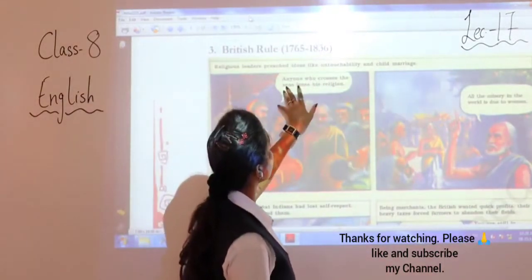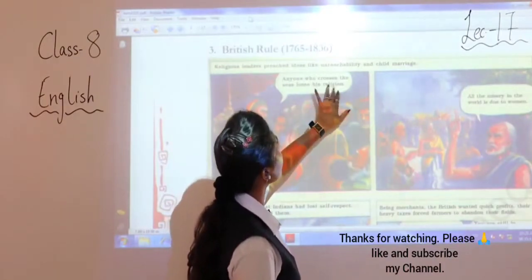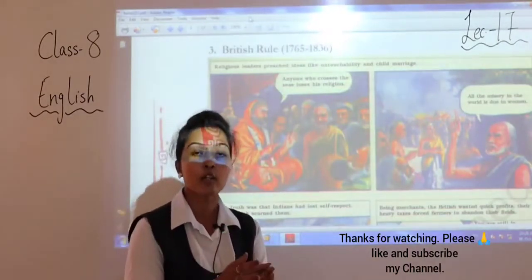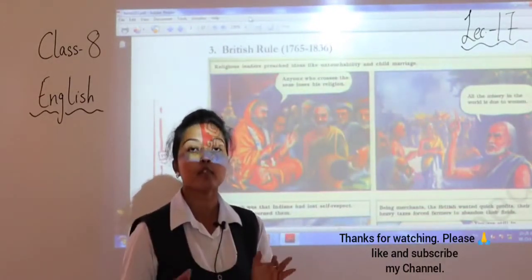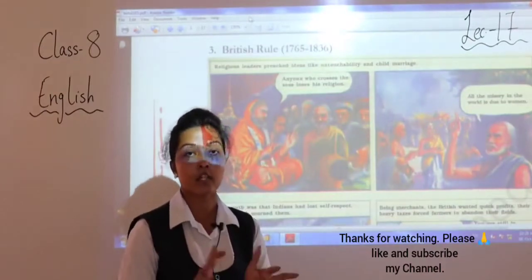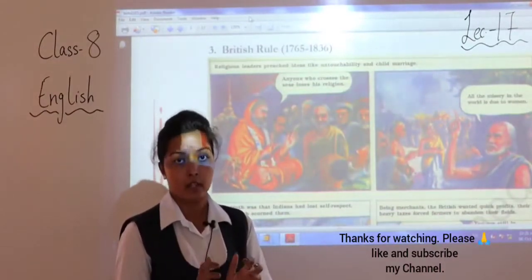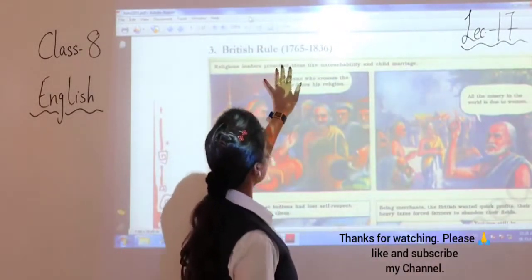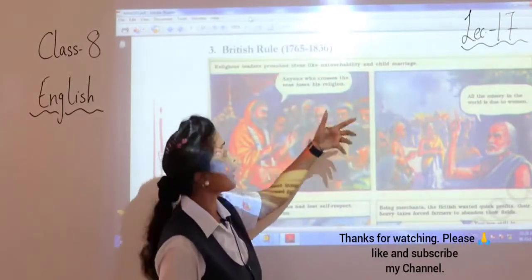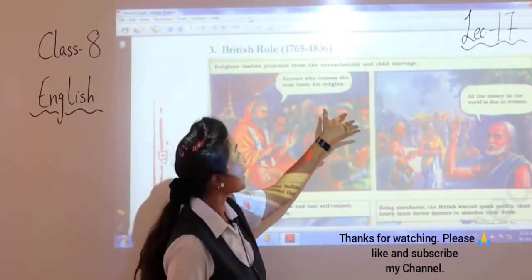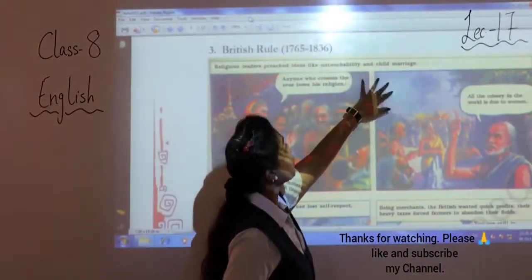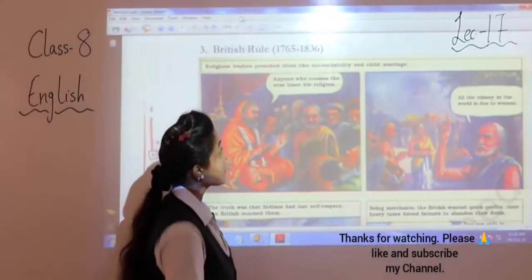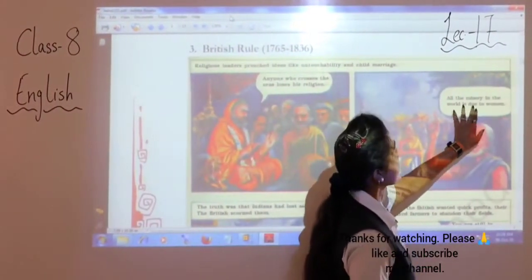Anyone who crosses the seas loses his religion. Religion is that we believe in any God, and whatever the actions, whatever the situation is, whatever is attached to that, we believe in that. So now they are telling the public things like untouchability and child marriages. Such differentiating is what they are telling to the society.